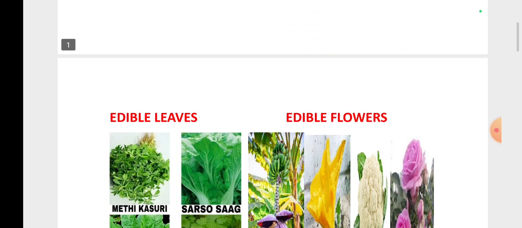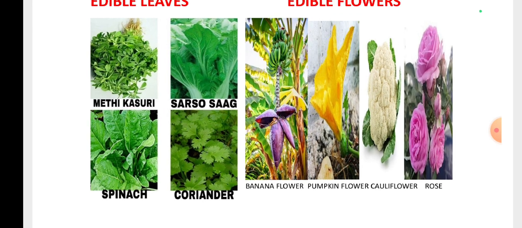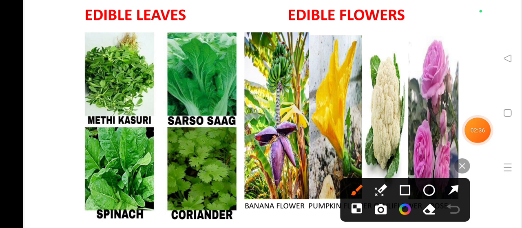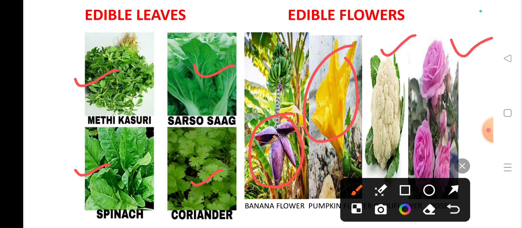Okay. Next, edible leaves and edible flowers. So fenugreek, that means methi, spinach, that means palak, then coriander, that means dhania, sarso saag. Now you can also add mint leaves, curry leaves. These are all examples of edible leaves. In edible flowers you can add banana flowers, then pumpkin flowers, then cauliflower, then rose. These come under edible flowers.